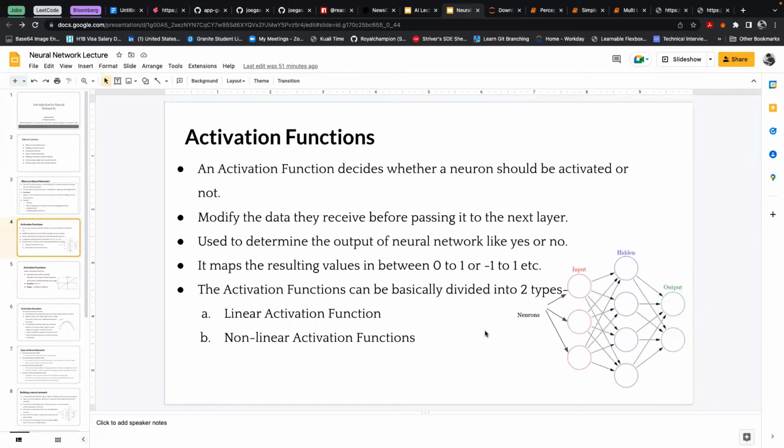Now, coming to the activation functions, an activation function decides whether a neuron should be activated or not. So it is just a function that you use to get output of a neuron. It is also known as a transfer function. It is used to determine the output of neural network, like yes or no. It maps the resulting values in between 0 to 1 or -1 to 1, depending upon the function. The activation functions can be basically divided into two types. The first is linear activation function, and second is non-linear activation function.